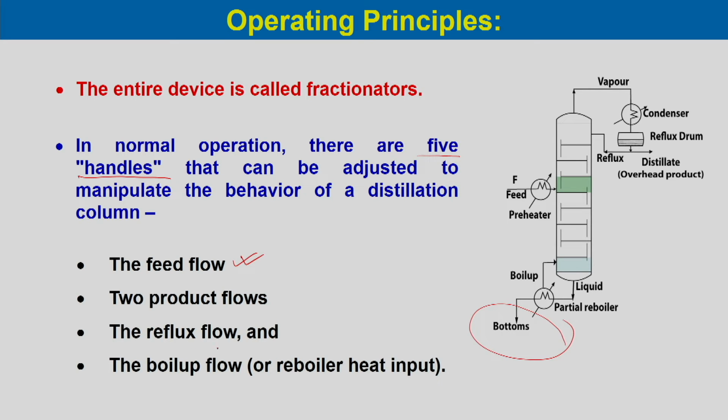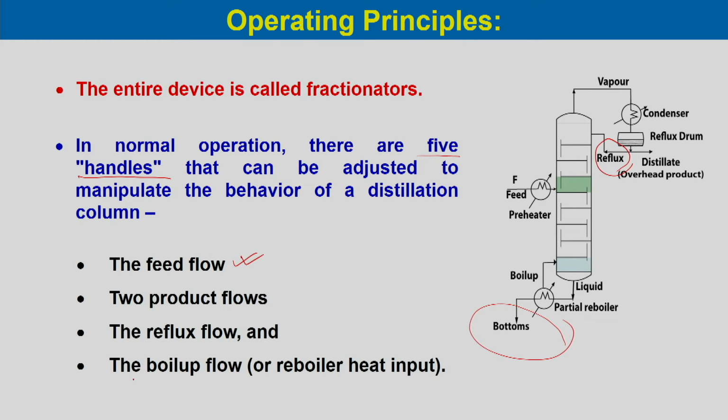The reflux flow, the reflux ratio, we can change. We can use a variable reflux ratio by changing the reflux to the column, and we can also change the boil-up flow or reboiler heat input. So, this flow also we can change. These are the 5 handles in a distillation column for normal operation. We can adjust or manipulate them to see the behavior of the distillation column.